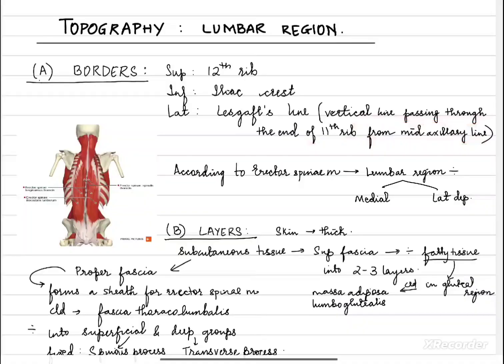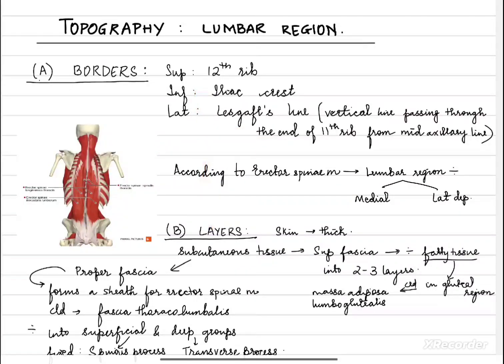Okay. See, superiorly, there is 12th rib. Inferiorly there is iliac crest, and laterally there is a vertical line passing through the end of 11th rib from mid axillary line.